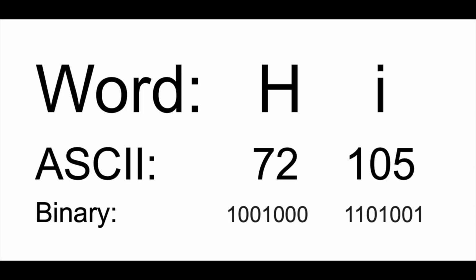Simply put, the input is converted into letters. The letters are converted into their ASCII counterparts, and finally the ASCII values are converted into their binary values. These binary values are then stored into the image.